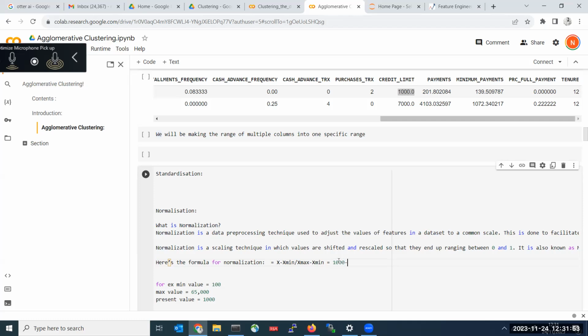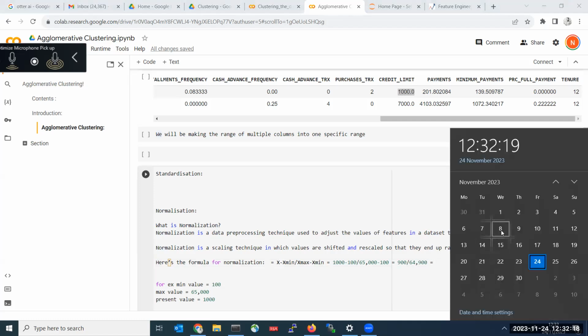So if you apply all these values in the formula, 1000 minus what is the minimum value? So 100 is the minimum value, divided by what is the maximum value? 65,000 minus x minimum, that is 100. If you calculate the entire thing, 1000 minus 100, 900, divided by 64,900.